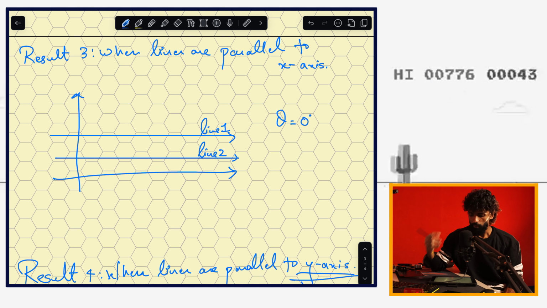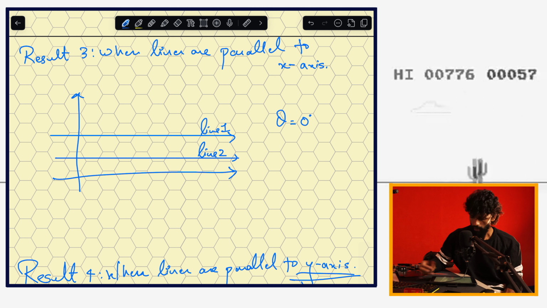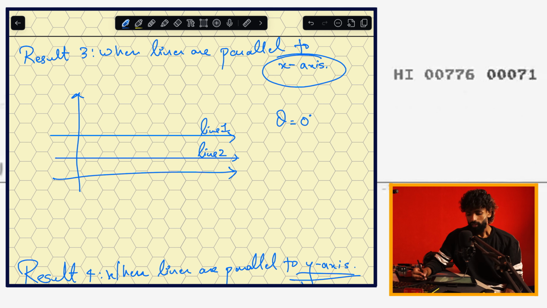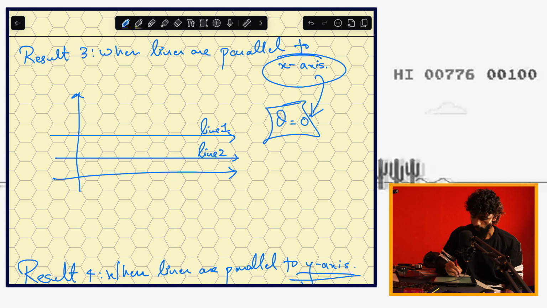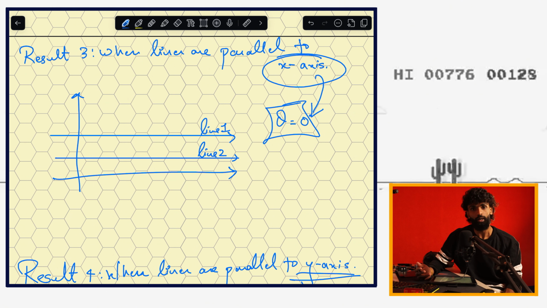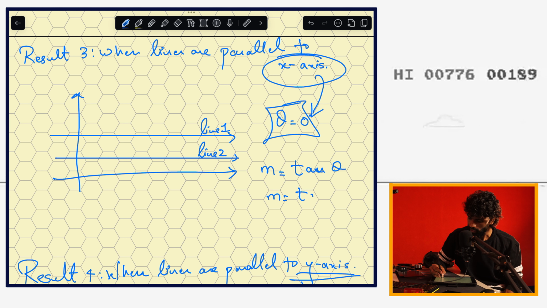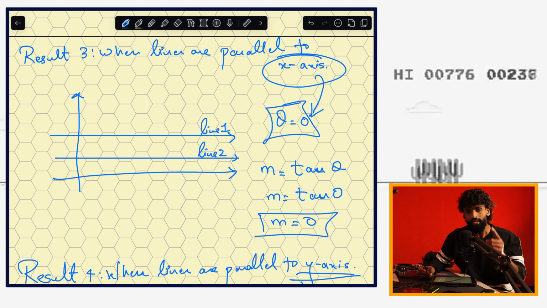Next, result number 3 is when lines are parallel, but this time with respect to the x-axis. With respect to the x-axis, understand here, theta is always equal to 0. That's the whole point. X-axis meaning theta will be equal to 0. So both the lines will have the same slopes. Why? Because they are parallel. But since they are parallel to the x-axis, the value of theta will be equal to 0. So if m equals tan theta, it becomes m equals tan 0. What's the value of tan 0? 0. So the slope of any line parallel to the x-axis, I'll repeat that, the slope of any line parallel to the x-axis will always be equal to 0.